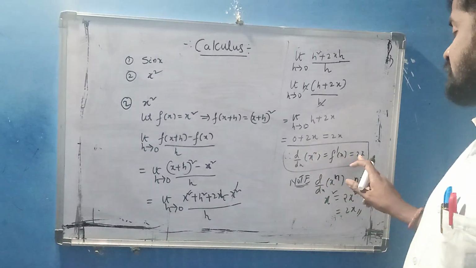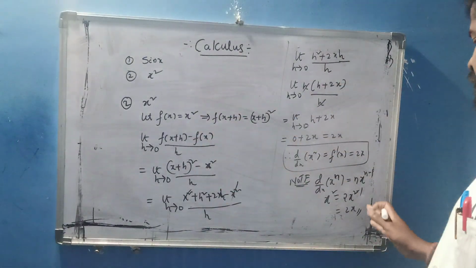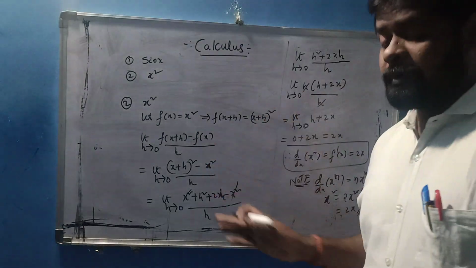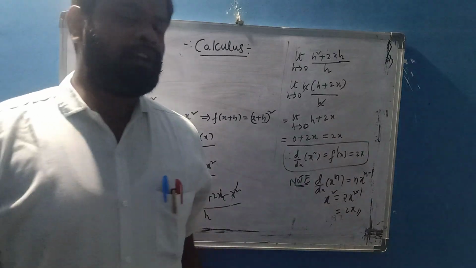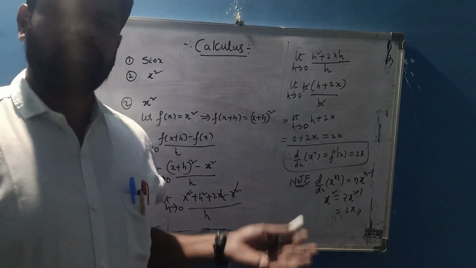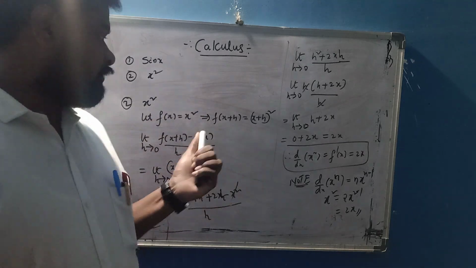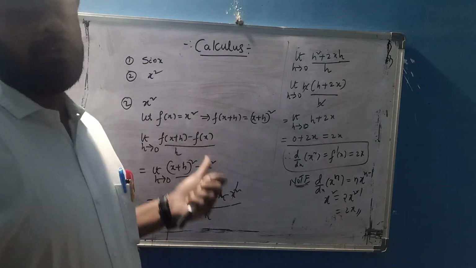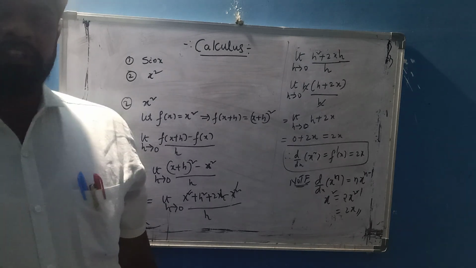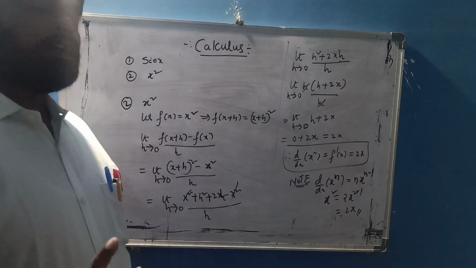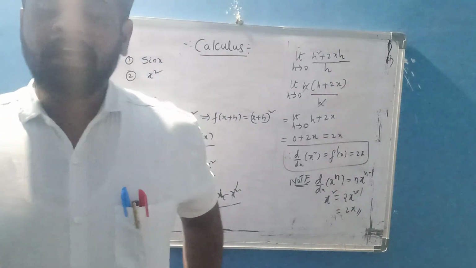This is d by dx of x square equals 2x by using the first principle. For d by dx of x power n also, after simplification you get n into x power n minus 1. This is the first principle. By using the first principle, for any function, any value, we can find the derivative of the function. This is the concept. What is the formula? Limit h tends to 0 of f of x plus h minus f of x, by h.